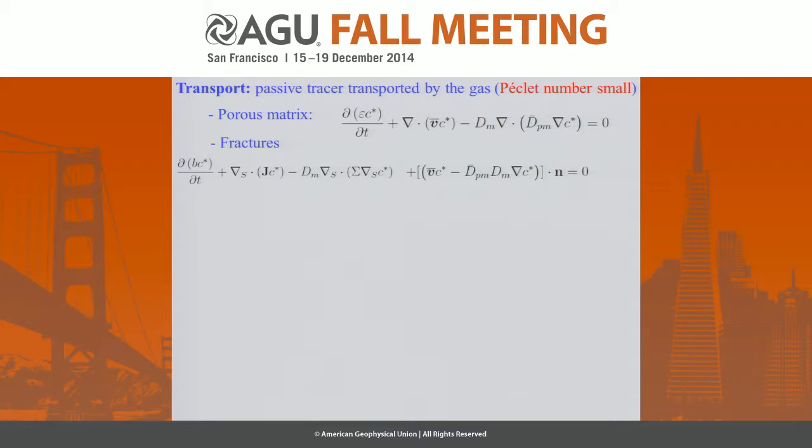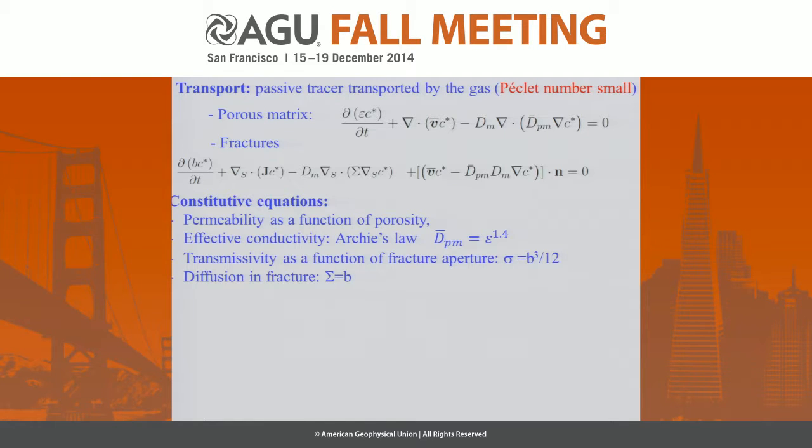And then the transport, if I assume a passive tracer which is transported by the gas, the Peclet number has been checked here again, and the Peclet number is always small, so it's a purely diffusive process, even in the fractures, mainly a diffusive process. So in the porous matrix, we have this classical equation. In the fracture, again, the same type of equation, with a transfer term here between the fractures and the surrounding porous medium.